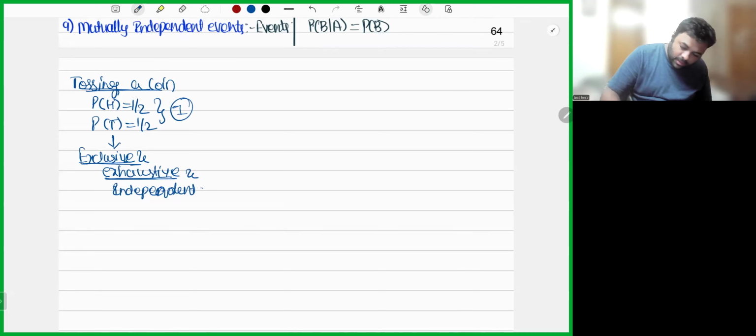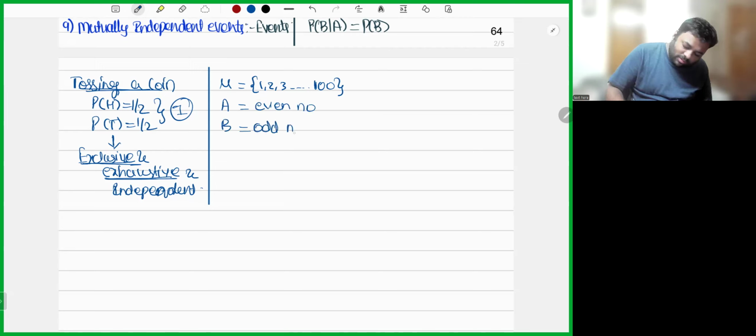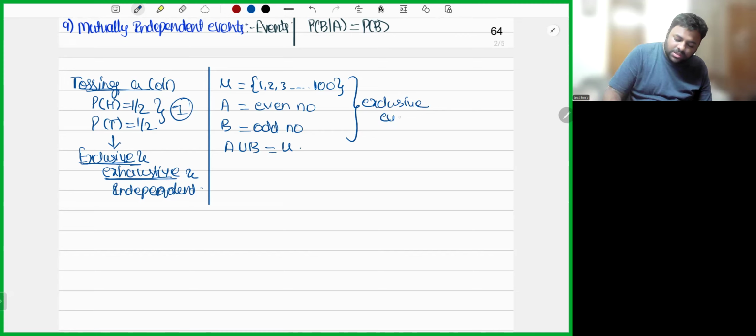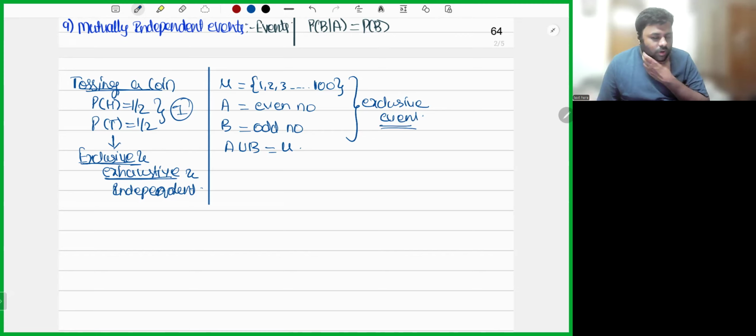Next, I'm telling the universal set is equal to 1, 2, 3, and so on till 100. Next, A is equal to even numbers. And B is equal to odd numbers. Now, my dear friends, can I say if I do A union B, I'll get the universal set? Right? These events A and B are your exclusive events. It means if the happening of events leads to the sample space, or if the happening of events unites to one, we call it exclusive events.